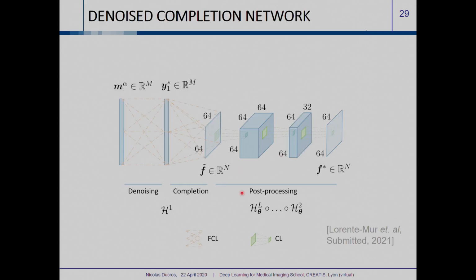We can plug these two steps into our deep completion network. So you will recognize the previous network, with the post-processing convolutional layers in the image domain, the completion step in the data domain that can be implemented as a fully connected layer, and we have another fully connected layer here that will act on the acquired coefficients.